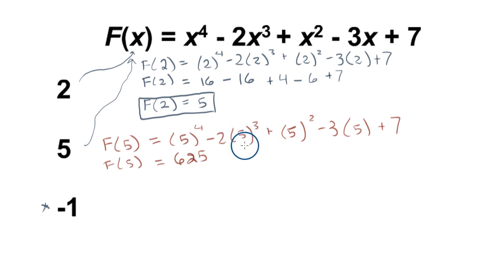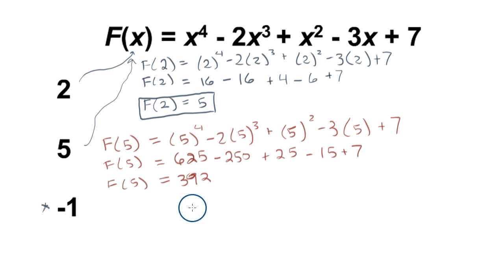Okay, 5 to the 3rd is 125. So if we multiply that times 2, we're going to get minus 250. 5 squared is 25. 3 times 5 is 15. And plus 7 doesn't change. And so if we add this up from left to right, we should get that the f of 5 is equal to 392. Again, it's okay to use your calculator to check your work here.